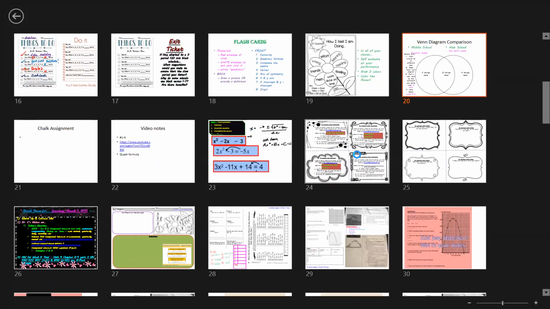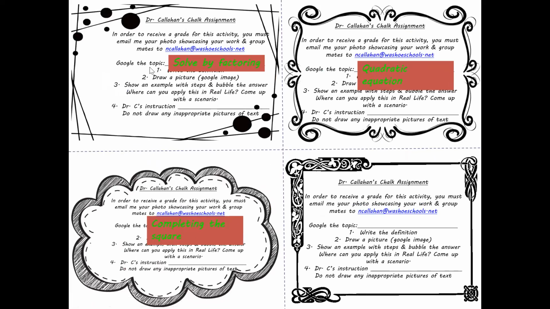All right, so now what I'm gonna have you guys do is you're gonna go ahead and Google a few terms. You can Google self-factoring, you can Google quadratic equation, or you can Google completing the square, which are all 3 things under quadratics. So what I want you to do is Google one of those topics, give me the definition, draw a picture, use a Google image, that's totally fine. Show me examples with steps and bubble the answers where this apply in real life. Come up with a scenario.